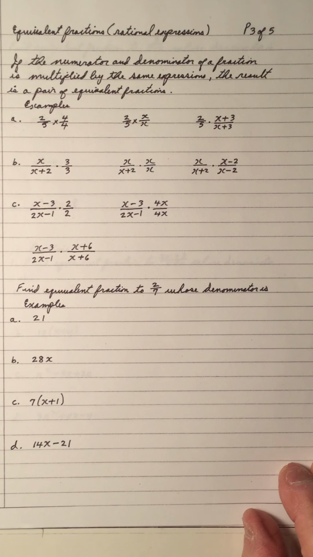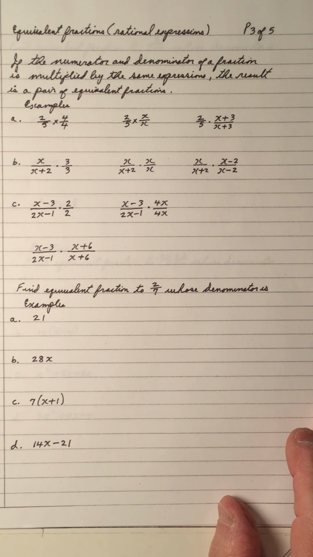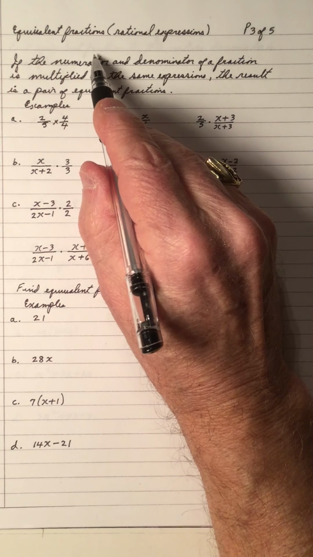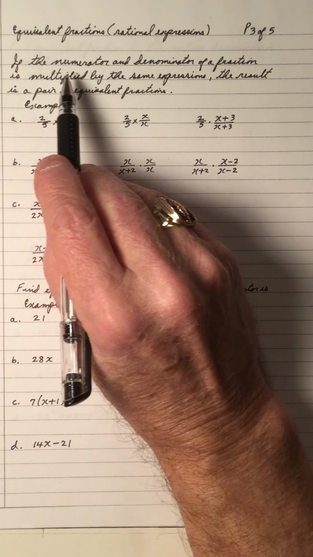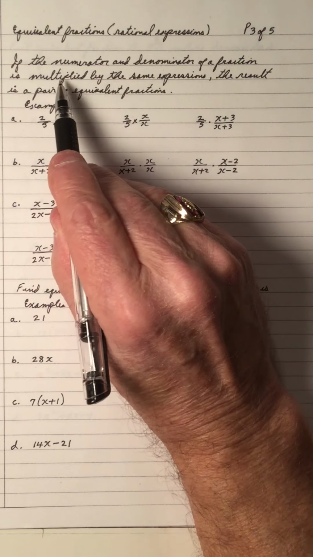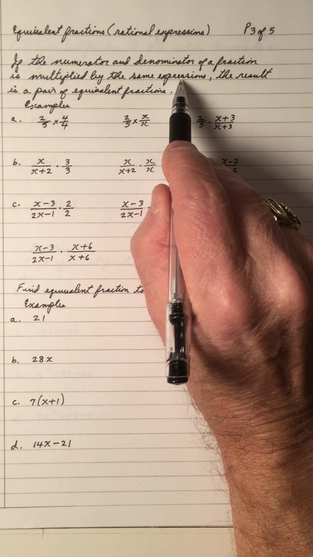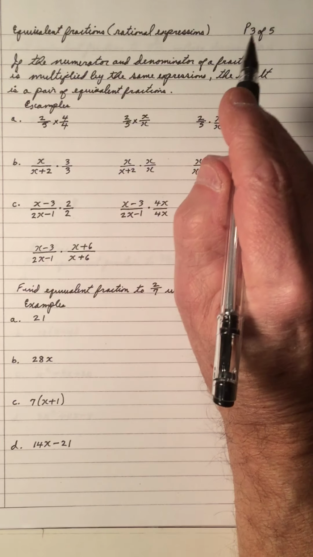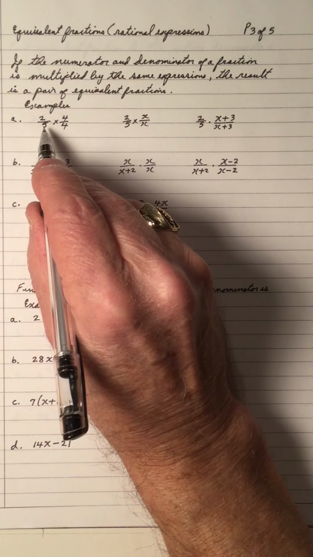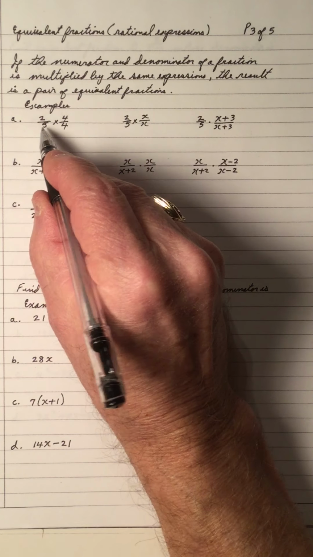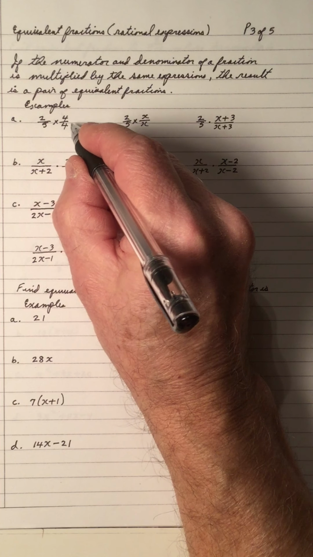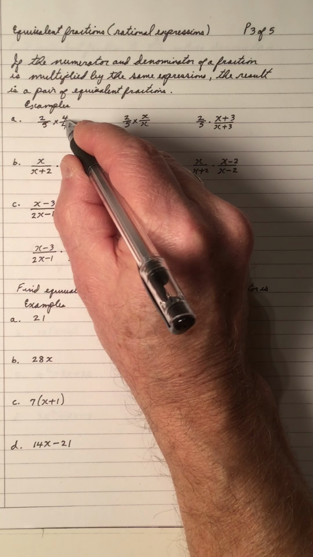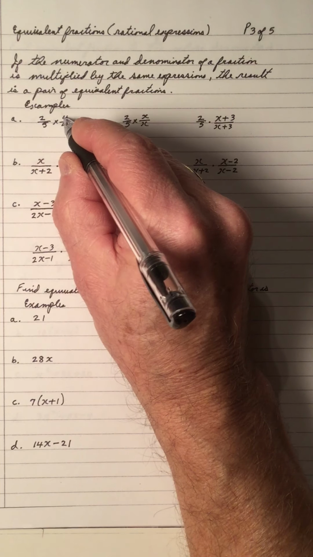Okay, let's take that idea and go further with it. Equivalent fractions are rational expressions. If the numerator and denominator of a fraction are multiplied by the same expression, then the result is a pair of equivalent fractions. So let's take the 2/5. If I take the 2/5 and multiply by 4 over 4.